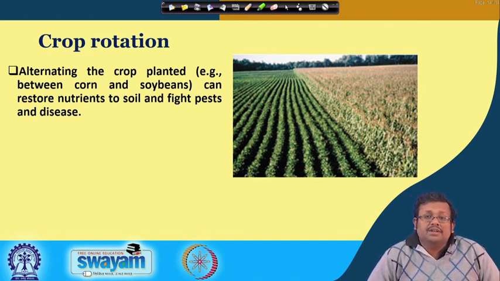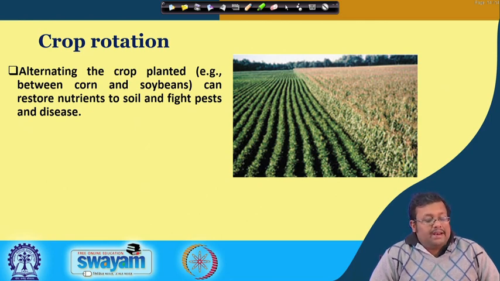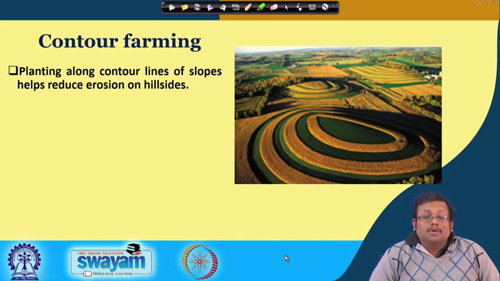Now crop rotation is a very important way of controlling erosion, and it is basically alternating the crop planted. Here you can see crop rotation between corn and soybean, and it can restore the nutrients to soil and fight pest and disease. So alternating the crop planted is an example of crop rotation. And this is an example of contour farming, which is basically planting along the contour lines of slopes, which helps reduce erosion on hillsheds.